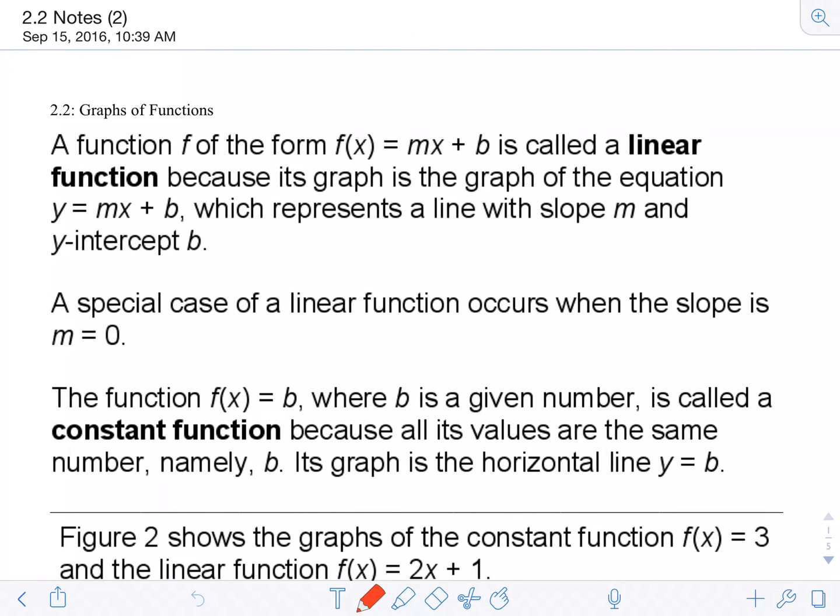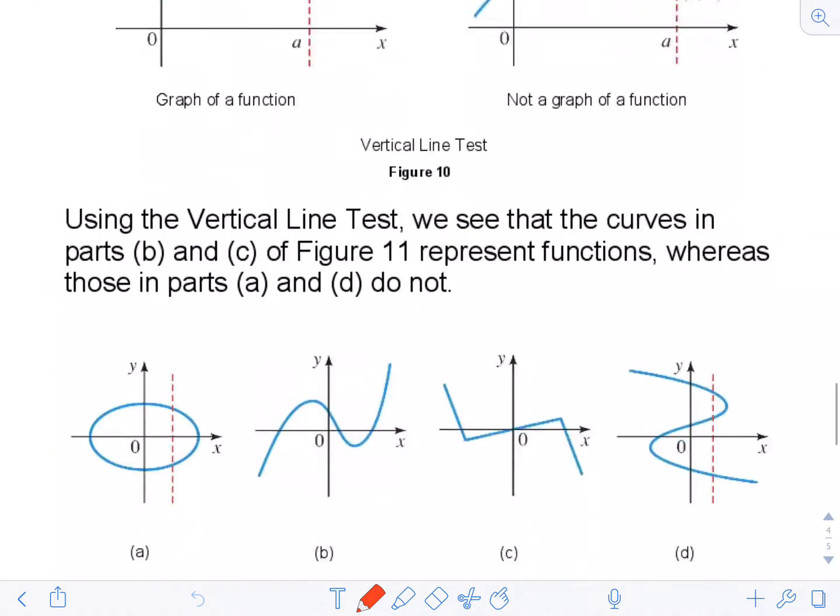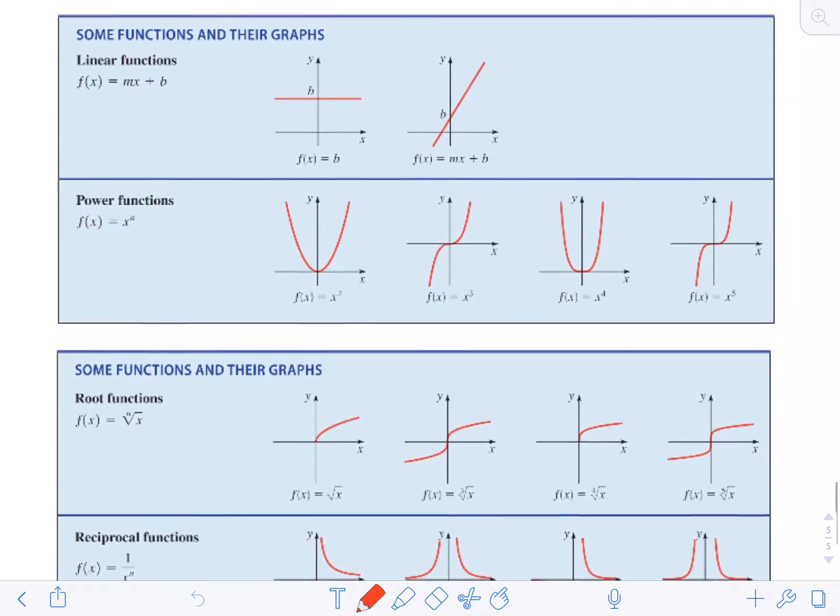2.2 is called graphs of functions. We just talked about linear functions, and now we're going to go through a bunch of other types of functions. So there are parent functions, and I guess I'll scroll down to the bottom to start. There are parent functions that you guys need to know.